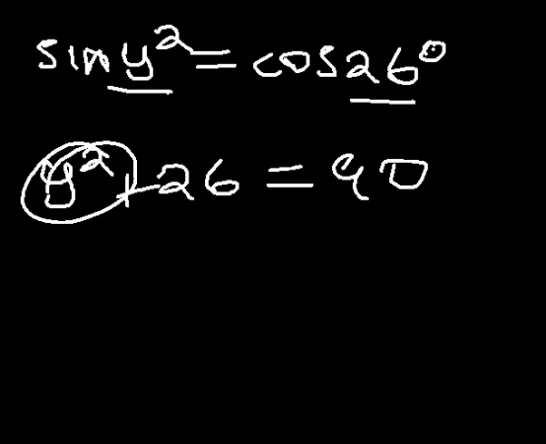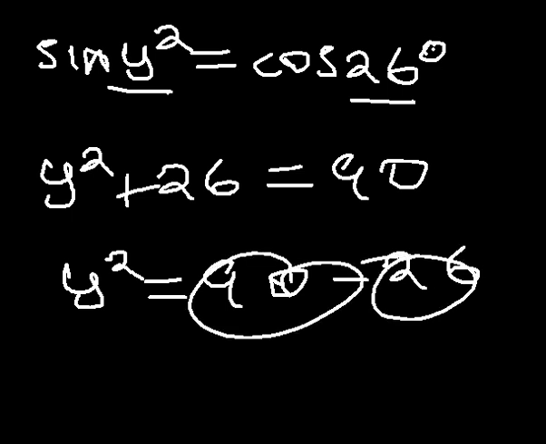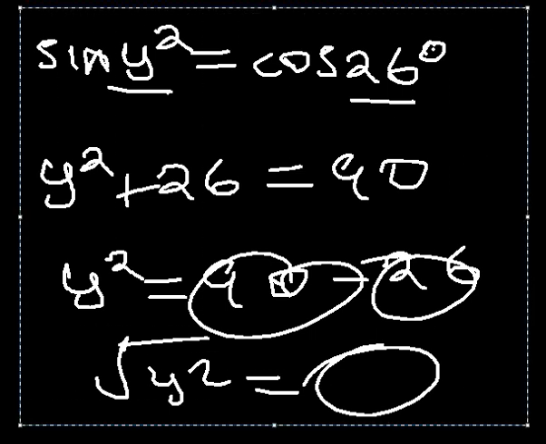And of course you even see that y squared is equal to 90 minus 26. Then you subtract here, and you take the square root of both sides. So you have two values of y. Keep that in mind.